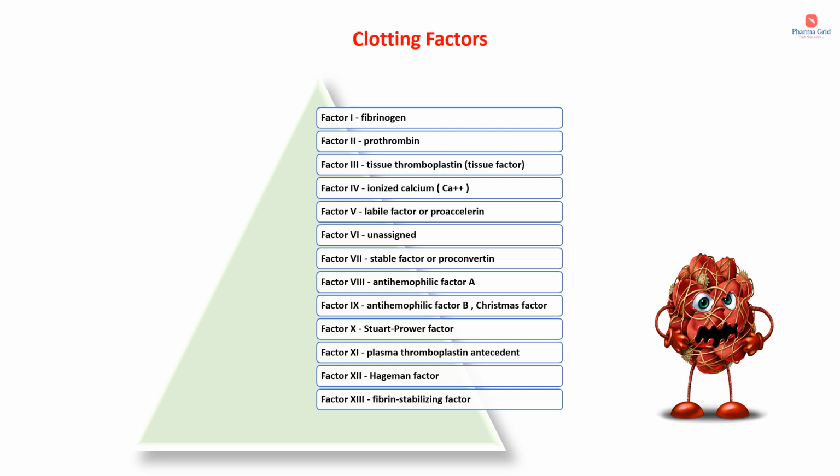Factor 9 is known as antihemophilic factor B or Christmas factor. Factor 10 is Stuart-Prower factor. Factor 11 is plasma thromboplastin antecedent. Factor 12 is known as Hageman factor and factor 13 is known as fibrin stabilizing factor. There are many mnemonics available that will help to easily memorize these clotting factors.